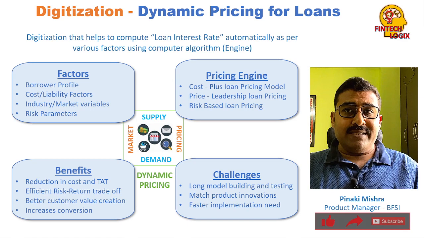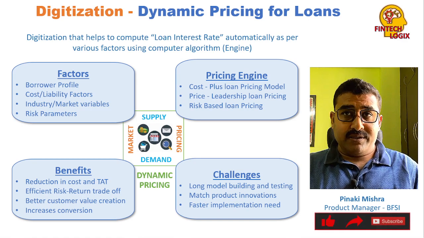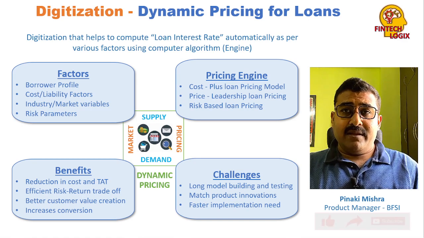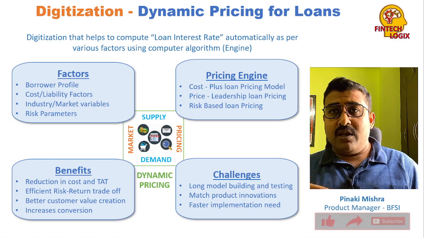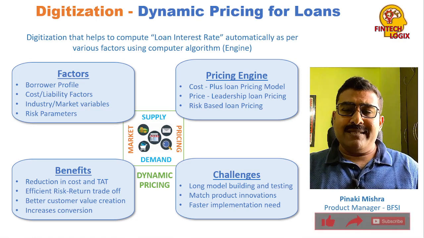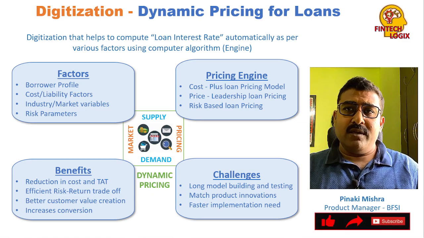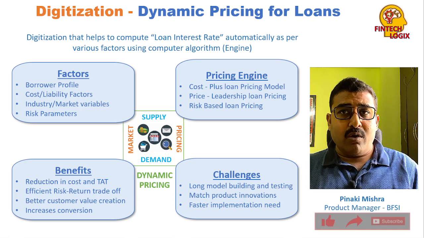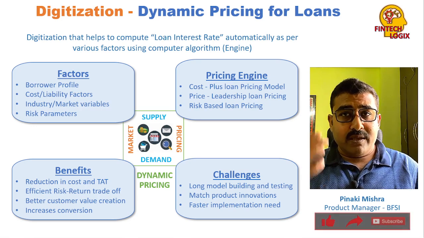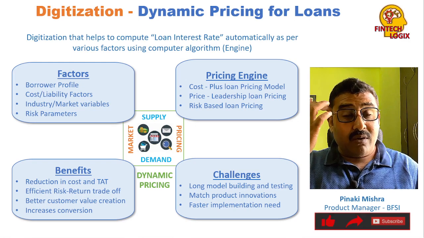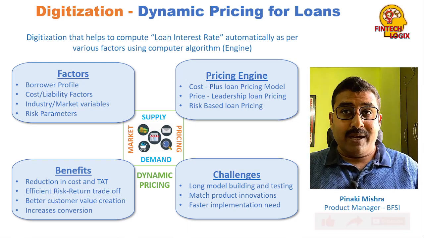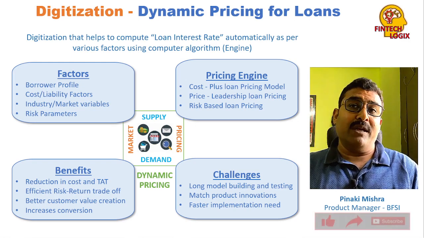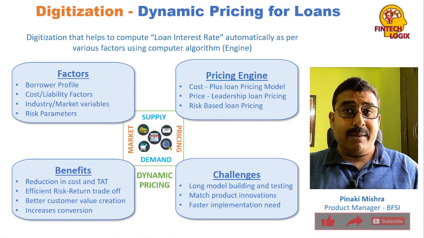The fourth one is increased conversion. Now, using the pricing, because the turnaround time of your pricing can be reduced, a lot more offers can be generated and provided to the borrower for the borrower to make a choice. So that increases your conversions as well, if you have these digitized dynamic pricing models implemented perfectly for the loans.